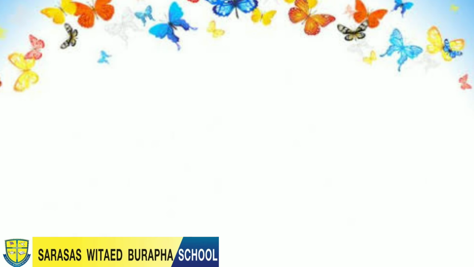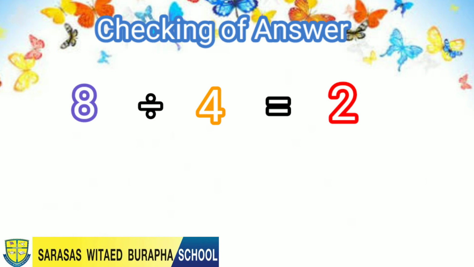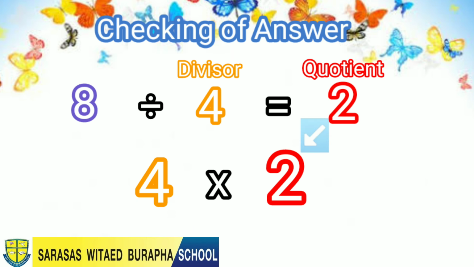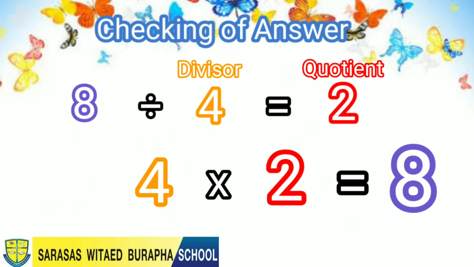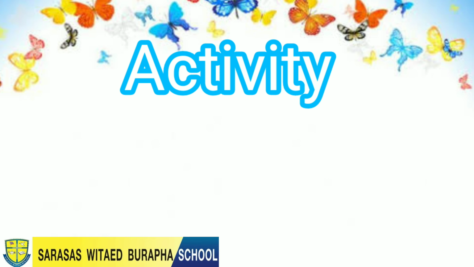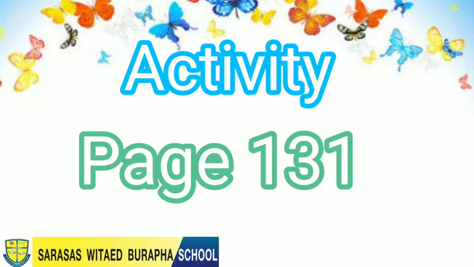Now, this is how to check if your answer is correct. Just simply multiply the divisor and the quotient. For example, 8 divided by 4 is equal to 2. Multiply the divisor 4 and the quotient 2, it's equal to how many? Very good. That's 8. So that's 4 times 2 is equal to 8. Now, if your dividend and your answer are the same, you get the correct answer. Please answer the activity in our book on page 131.